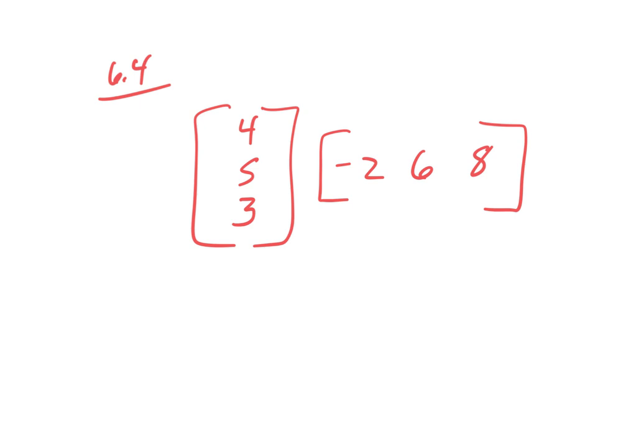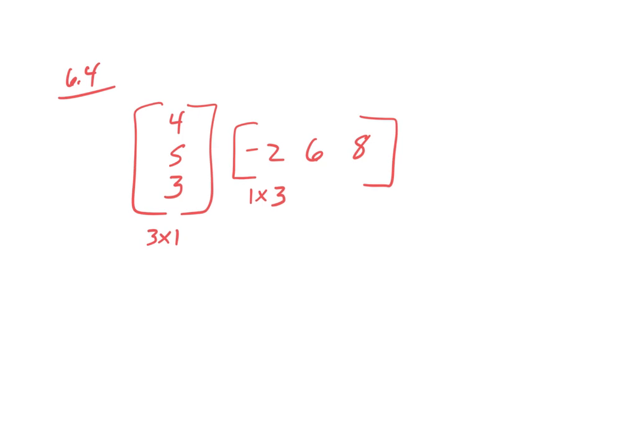This matrix right here, it's rows by columns, okay? So this matrix right here would be a, what kind of matrix? 3 by 1. This matrix here would be a 1 by 3. Okay? When I multiply these two together, okay, two things.